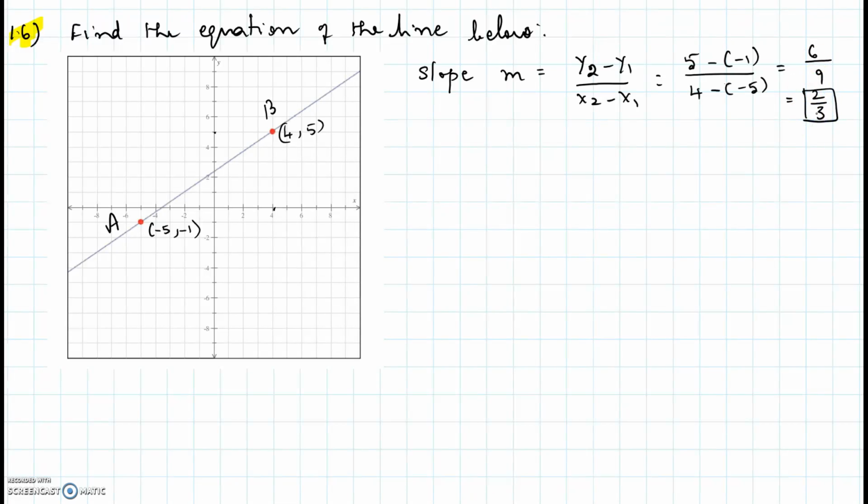At this point, either you can use point-slope form, where the slope is known and you can use one of the points to find the equation of the line, or we can also use the slope-intercept form to find the equation of the line. So let's find the equation. Let's write down the equation of the line in the slope-intercept form.